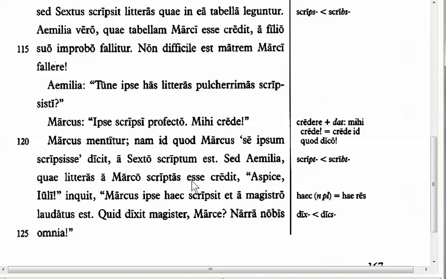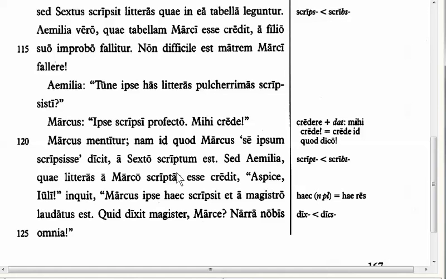And why do we have an infinitive here? Because we're in indirect speech again. Amelia believes the letters, who believes the letters were written. Notice that as the participle, being part adjective, it agrees with letters. Scriptas litteras, the letters were written by Marcus.